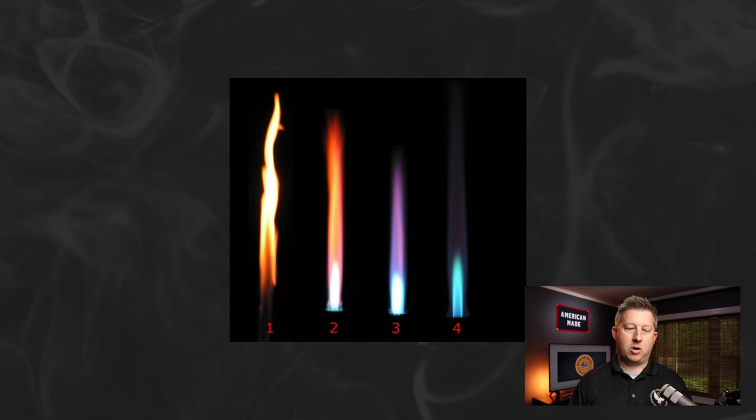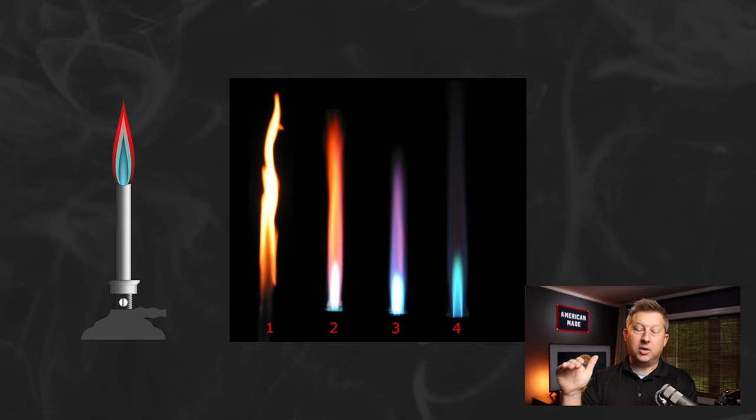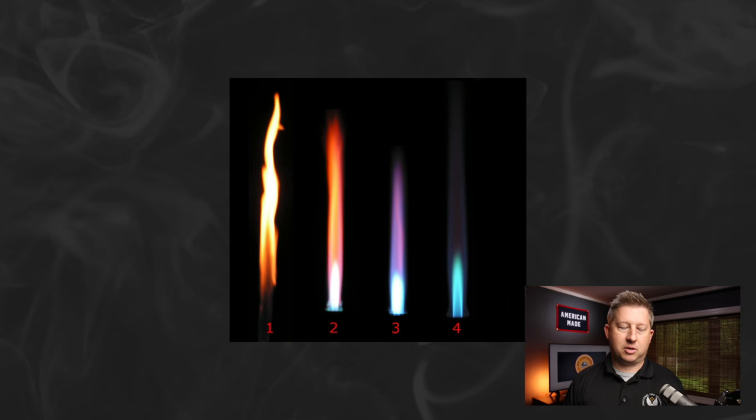So let's carry on with that topic, and let's use the example of a Bunsen burner. And right here we have some pictures of a Bunsen burner flame. If you're not familiar with a Bunsen burner, it's what you see in labs. It's typically a natural gas-fed little torch that heats up beakers and things like that in a lab. Most of us have used them in school or something similar.